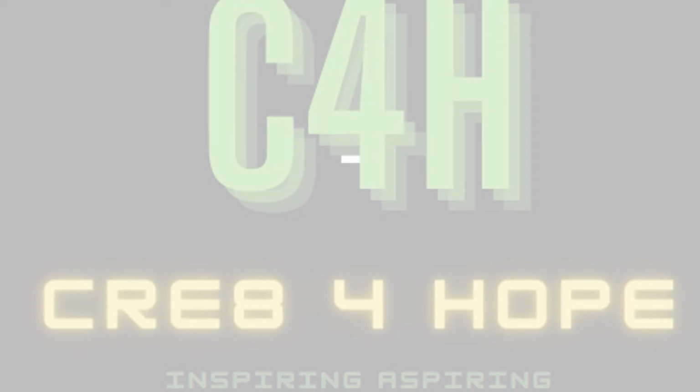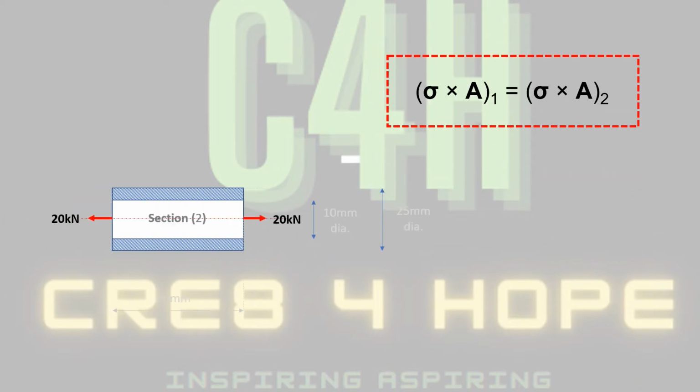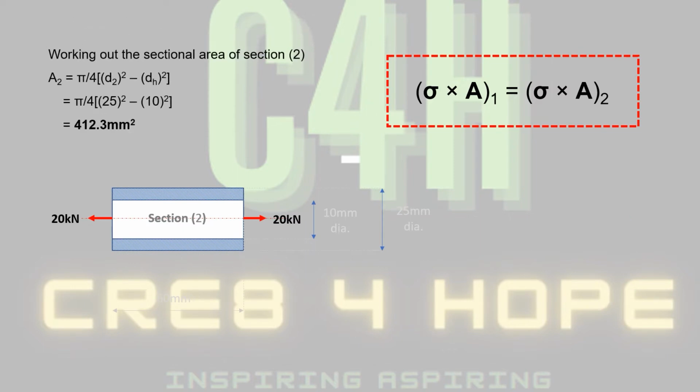So we've worked out the stress and the area for one section. We could then use the same methodology to calculate for section 2 and use the compatibility equation to work out what the stress is. Now this is where we need to be very careful. To work out the cross section, we have to work out the area with respect to the outer diameter and deduct the area of the bore. And we deduct because you're removing material, so it makes sense.